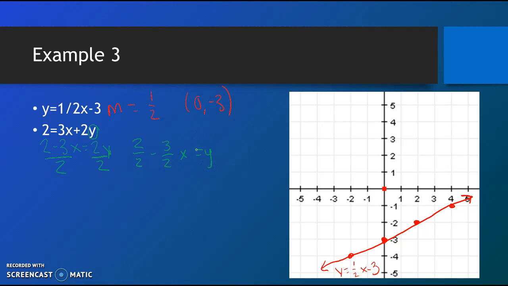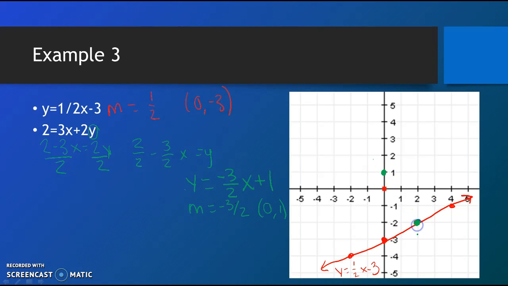Now we can rewrite this so it looks like y equals with our slope first, negative 3/2 x, and then the 2 over 2 is just going to simplify to plus 1. So therefore our slope will be negative 3/2 and our intercept is going to be at 0, 1. So that way we can use that information to graph this line. So here we have 0, 1.